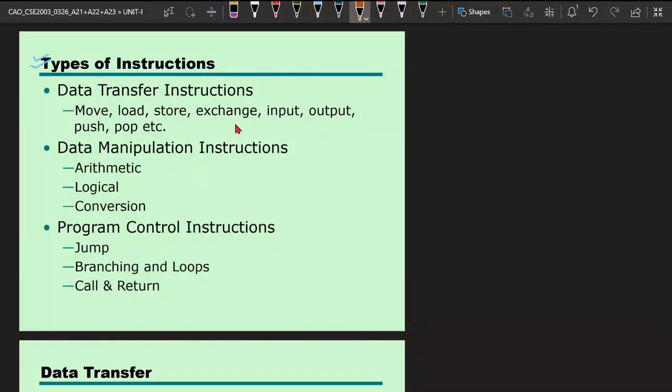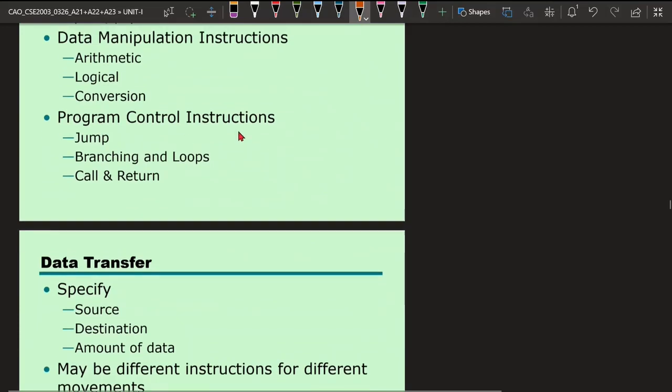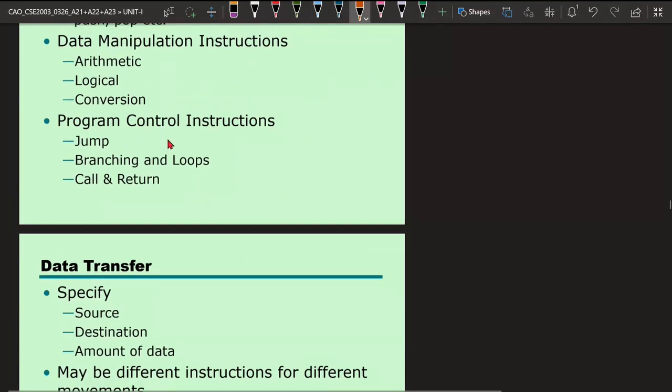The next one is data manipulation. Once the data is there, we will be performing some operation on that data, which is called data manipulation instructions. Under this, some arithmetical operations, some logical operations, and conversion related operations will be there. In program control instructions, to execute a program, we use different control signals. These are jump, branching and loops, and call and return. These different program control instructions will control the program based on the requirement. We will use either jump, branching, looping, or call and return type of instructions. We will see that also.